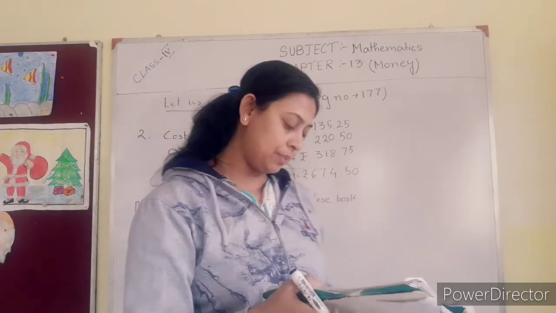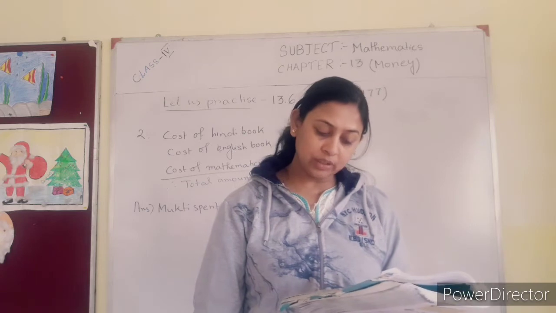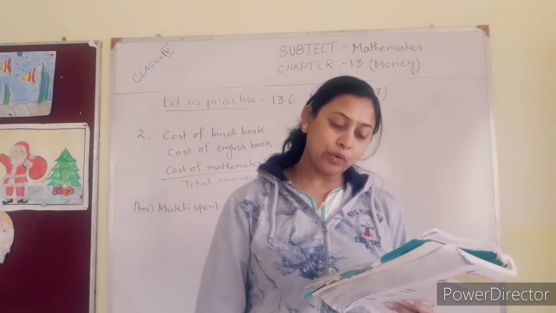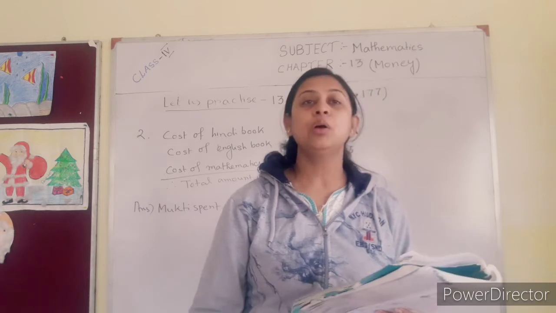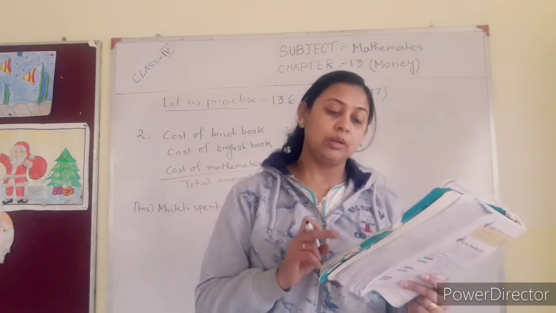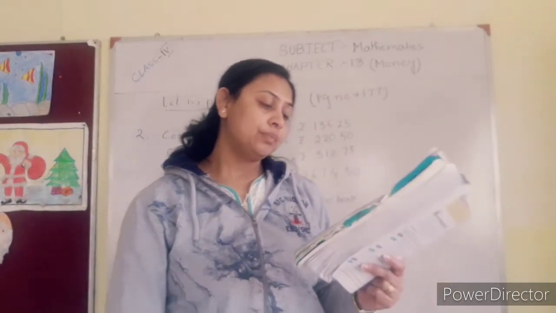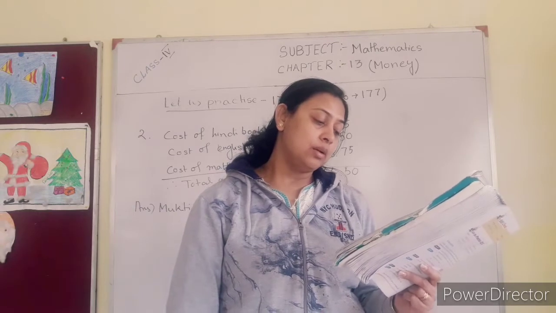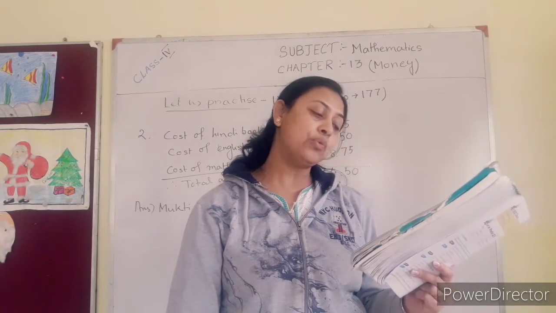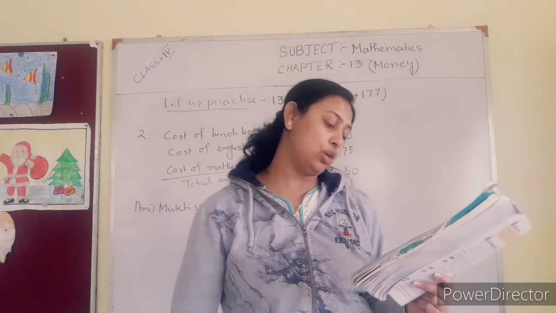Now, number 3. I had rupees 800 with me. I bought items worth rupees 368.50. What amount was left? To find out the amount which was left, you have to subtract rupees 368.50 from rupees 800. So this one is very easy and you will try to solve it.